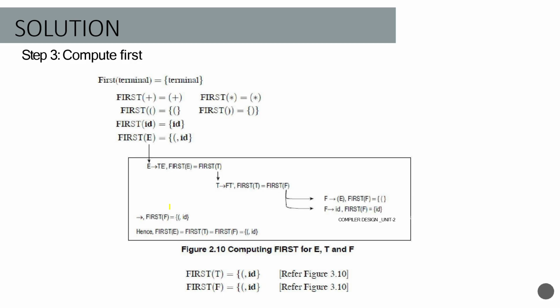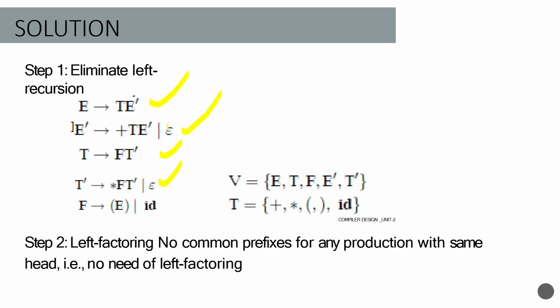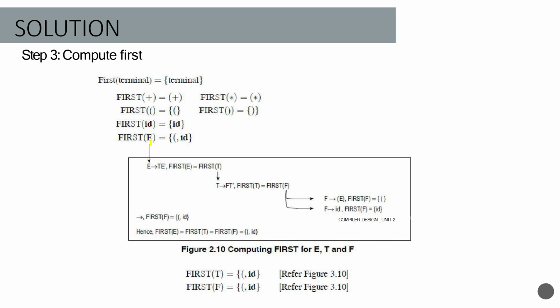So we are finding the first of the terminals. In this grammar, the terminals we have are plus, star, open bracket, close bracket, and ID. These are the 5 terminals. The first of a terminal is the terminal itself. First of plus is plus, first of star is star, first of open bracket is open bracket, first of close bracket is close bracket, first of ID is ID.